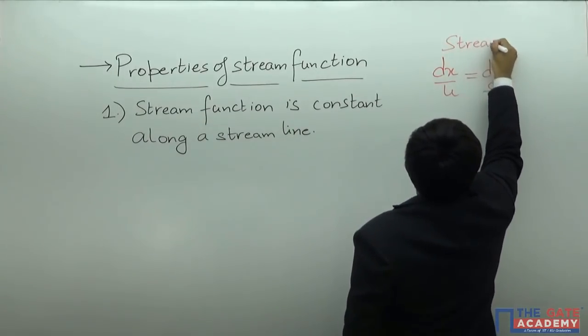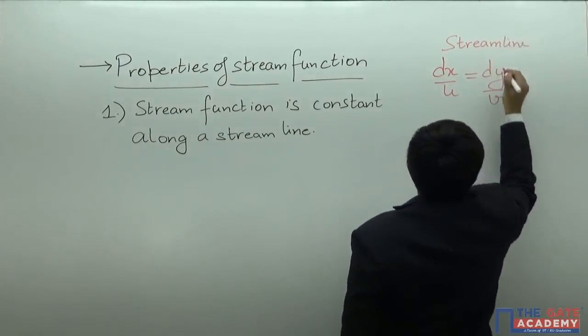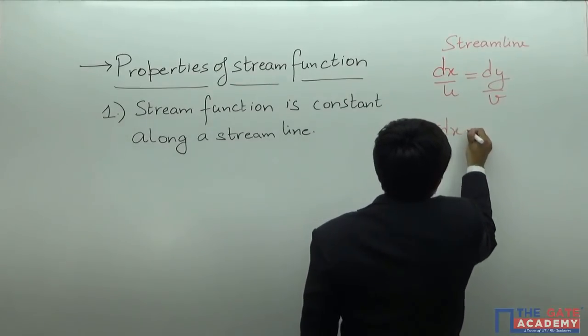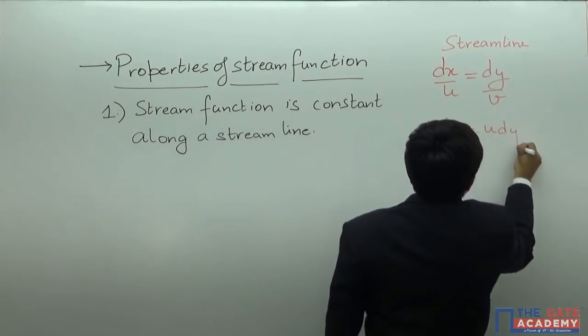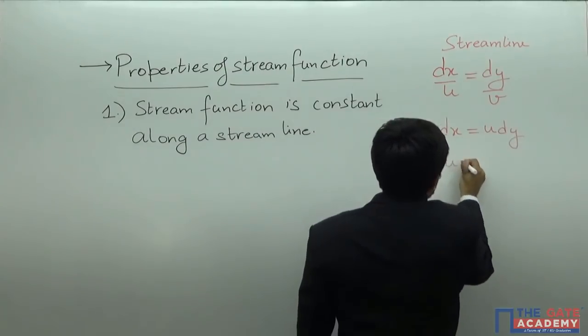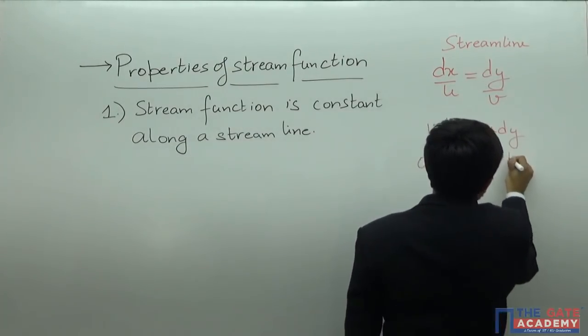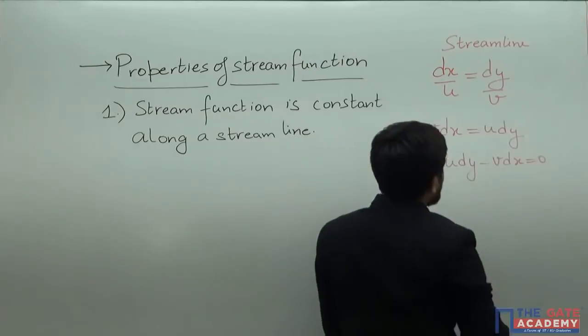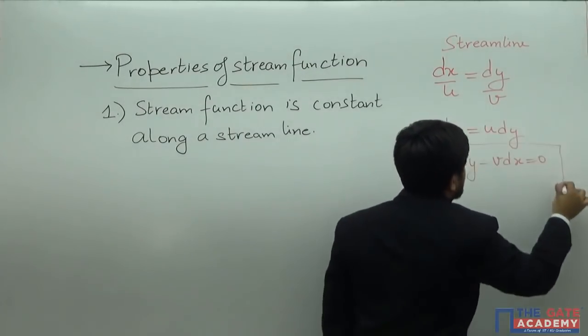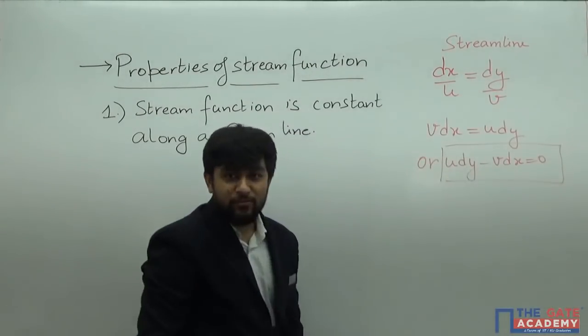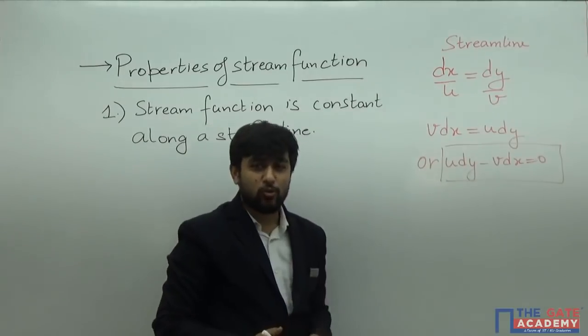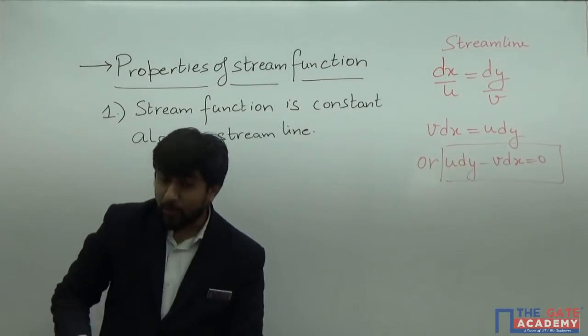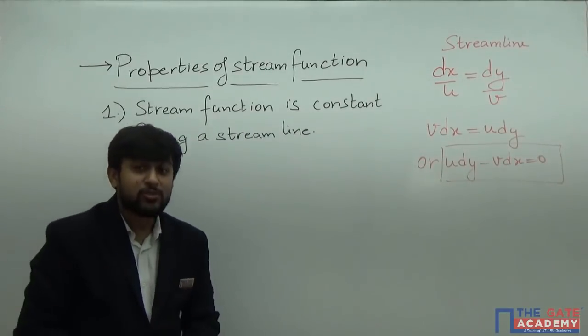Now let us jumble this equation a little, and what we get is v dx equal to u dy, or we can also write u dy minus v dx equal to 0. Okay, so whenever we are going to describe a streamline, then for the streamline this equation is going to be valid. Am I right? Now let us move back to the definition of stream function.